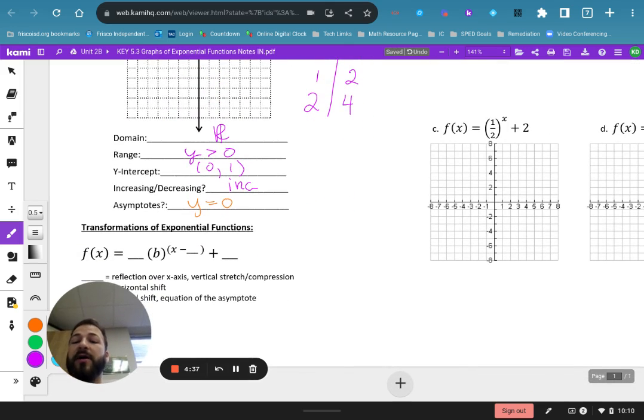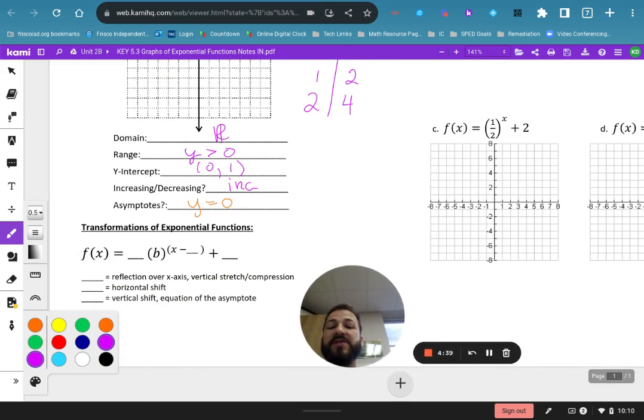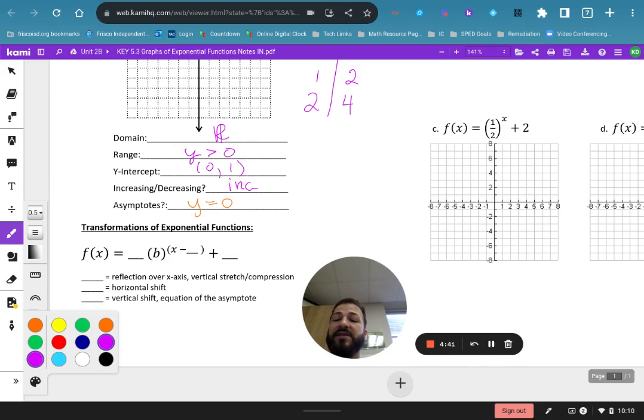The other thing we're going to talk about today is adding transformations to our exponential functions. We have 3 transformation variables we're really going to key in on, and that is a, c, and d. Our a value is multiplied in the front. It's going to cause reflections across the x-axis with our exponential function, as well as any vertical stretches or compressions if it's a value greater than 1 or a value between 0 and 1.